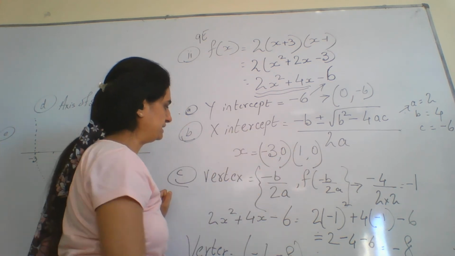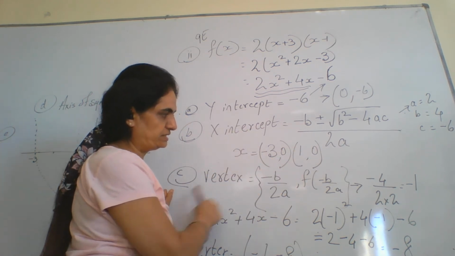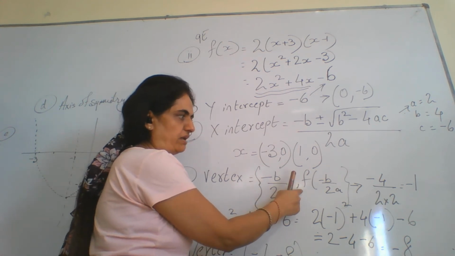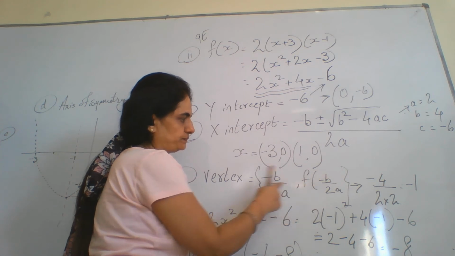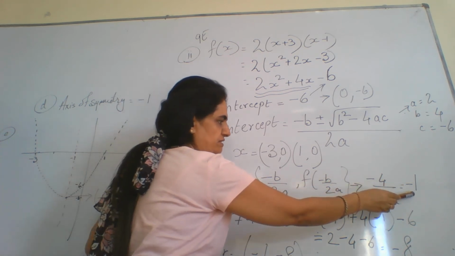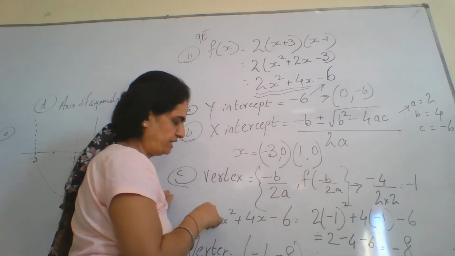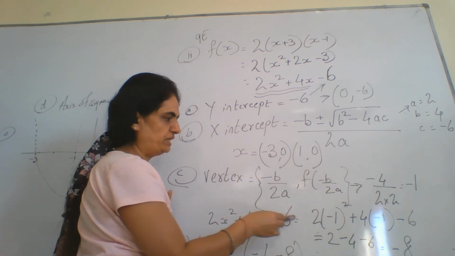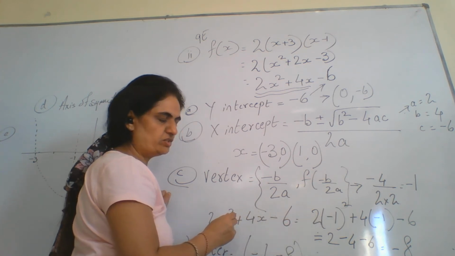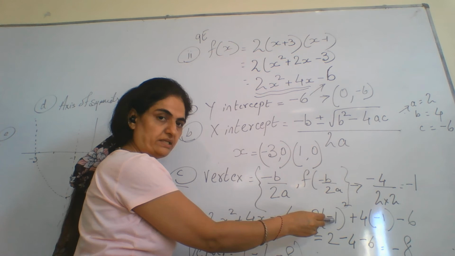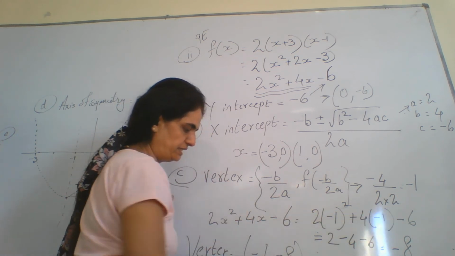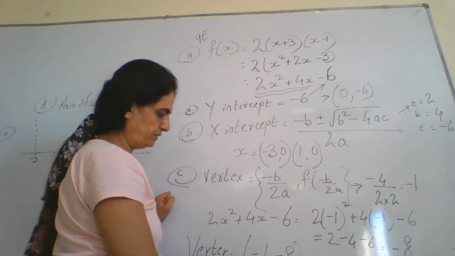So to write your x-intercepts, you will write the y-coordinate as 0 here, and (-3, 0) and (1, 0) are the x-intercepts. To find the vertex, we use this formula, -b/2a and f(-b/2a). So once you put the values of b and a here, you will get minus 1. When you substitute this minus 1 in place of x, 2 into (-1)² plus 4 into -1 minus 6 gives you minus 8. So your vertex lies here.